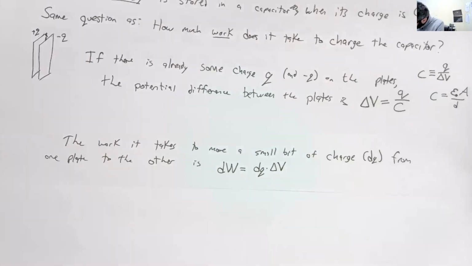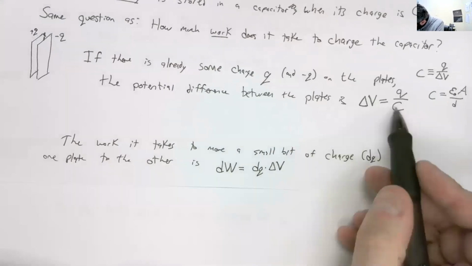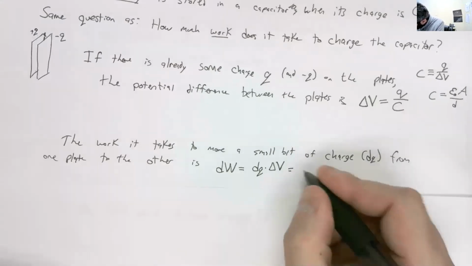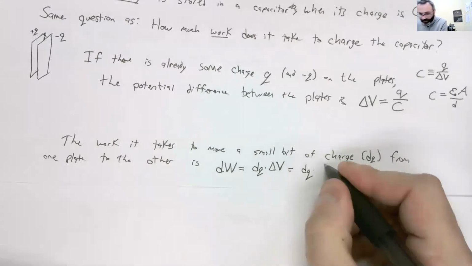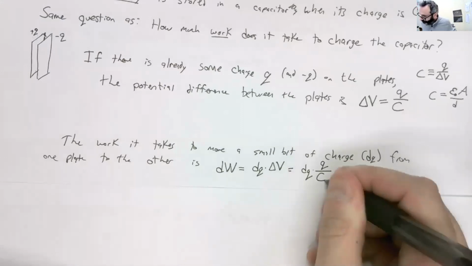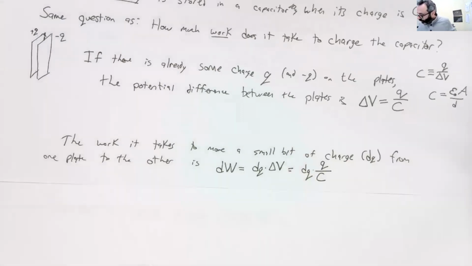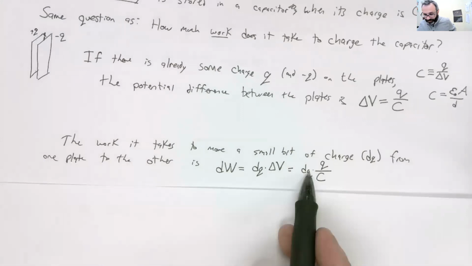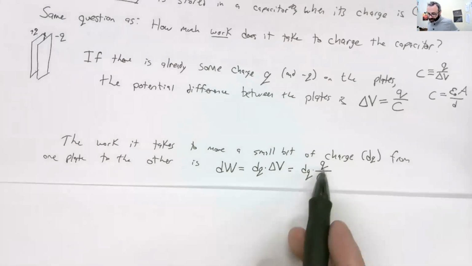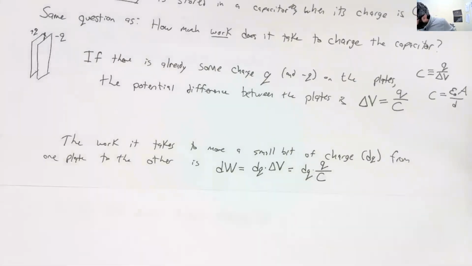So we can also see, using what we have here, that a little piece of work is going to be the little piece of charge that we need to move times whatever charge is currently on the plate divided by the capacitance. So, and I'm sorry, I'm kind of belaboring the point, the work we do to move a small piece of charge is that small piece of charge times the charge on the plate divided by C. Are we okay so far with this?